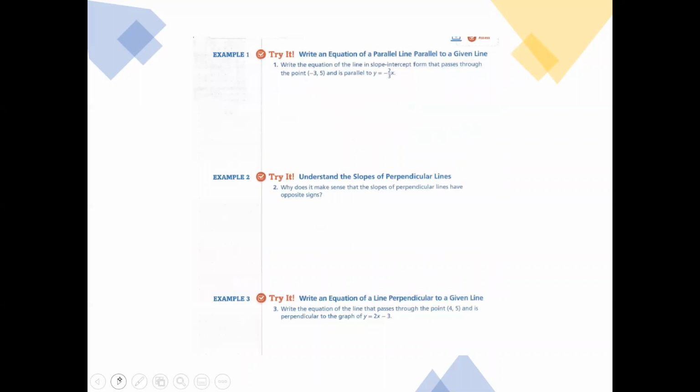All right, let's take a look at example 1. It says, write the equation of a line in slope-intercept form. Now, you know that slope-intercept is y equals mx plus b, that passes through the point x is -5, y is 5, and is parallel to y equals -2 over 3x. If something is parallel, it has the same slope. That's the symbol for parallel. So it has the same slope, and automatically you know -2 over 3 is your slope.